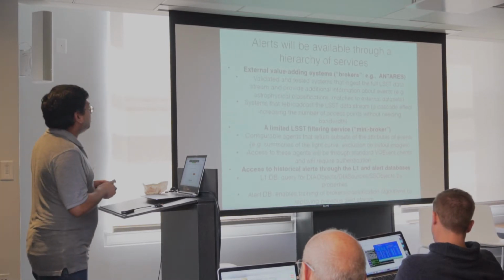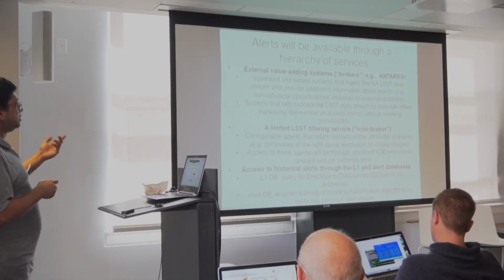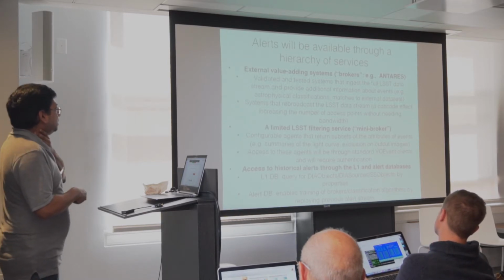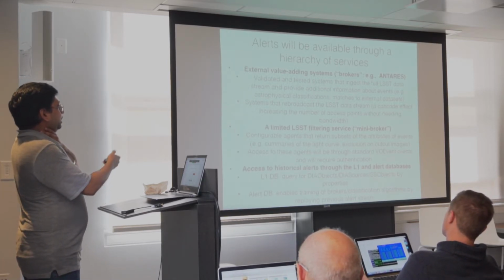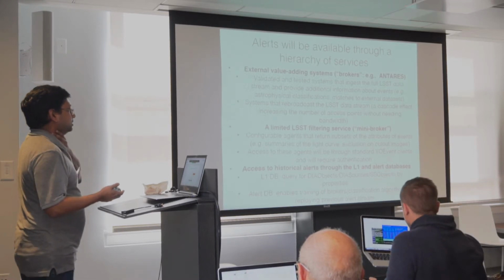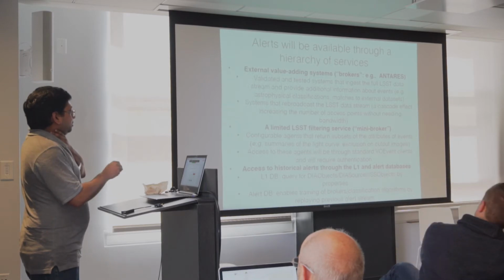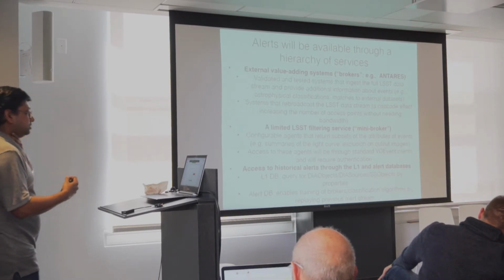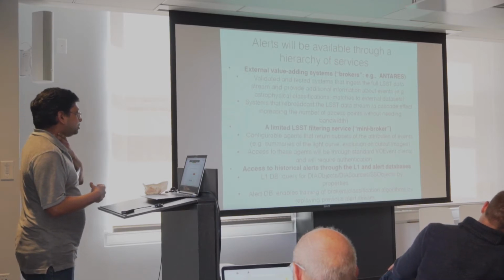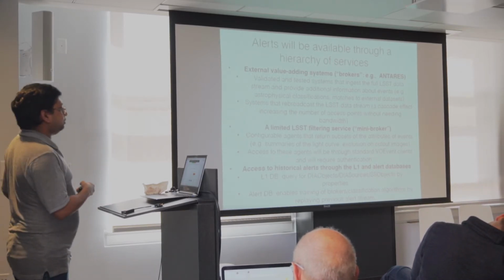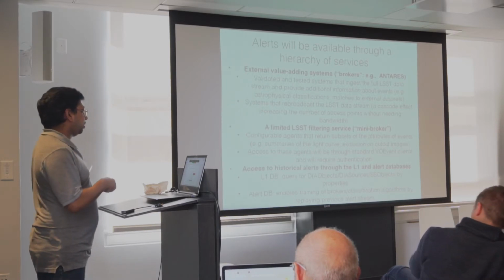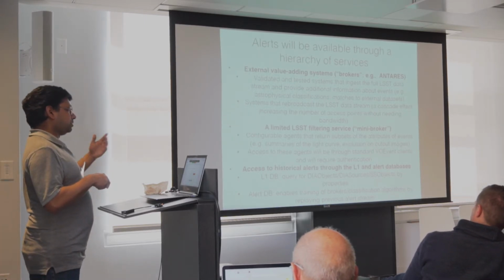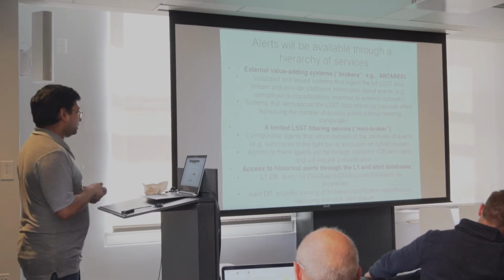Okay, so how will these alerts be available? There'll be a hierarchy of sources. So this is the brokers that you were talking about. The example that Tony was talking about was Antares. So these are external systems. They will ingest the full LSST data and stream all of this to users. There's going to be a limited LSST filtering service where science users can configure agents that return subsets of attributes, and the access will be through standard VO clients, and they'll require authentication. And there's also a way in which historical alerts are stored in the alert database, so that can be accessed.